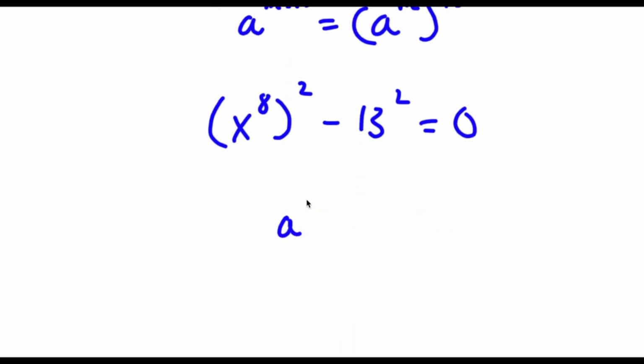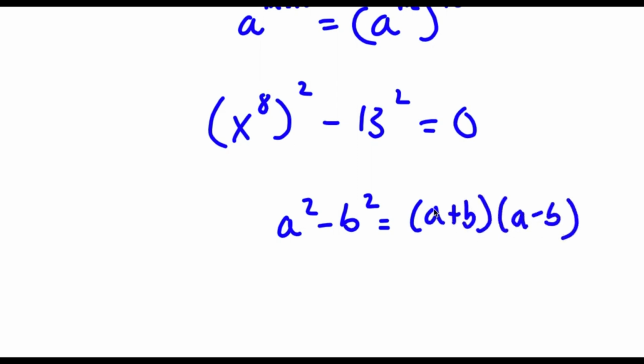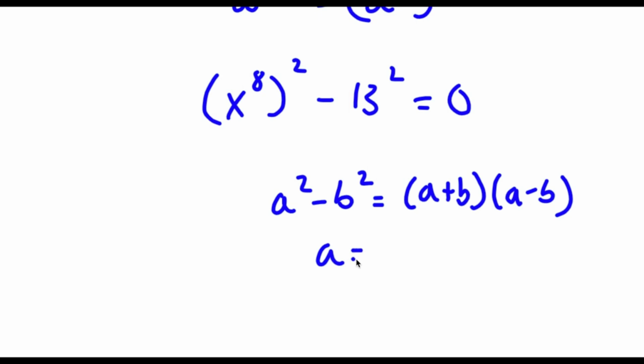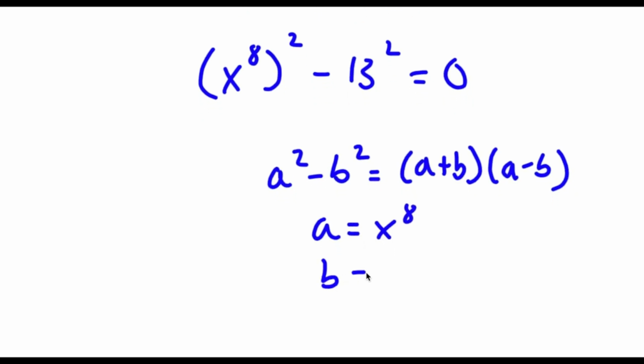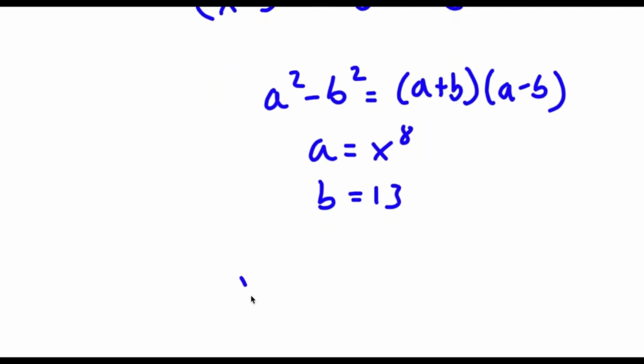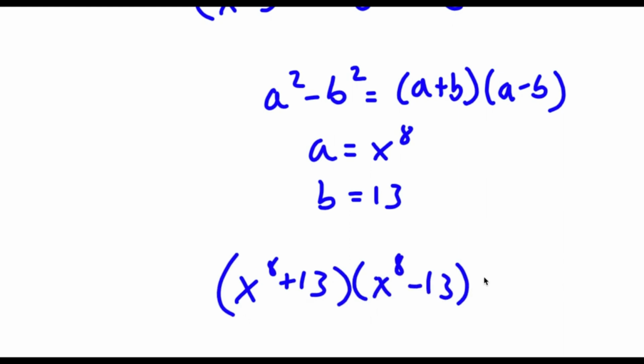Now if I have something in the form a squared minus b squared, this is the same thing as a plus b times a minus b. So in this case, a is equal to x to the power of 8 and b is equal to 13. So now I have x to the power of 8 plus 13 times x to the power of 8 minus 13 is equal to 0.